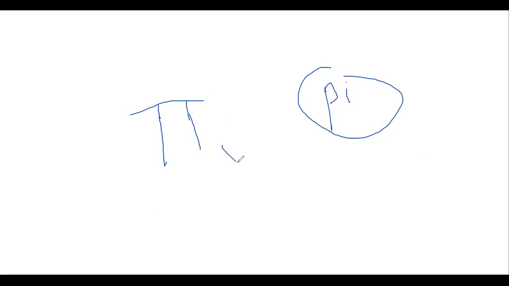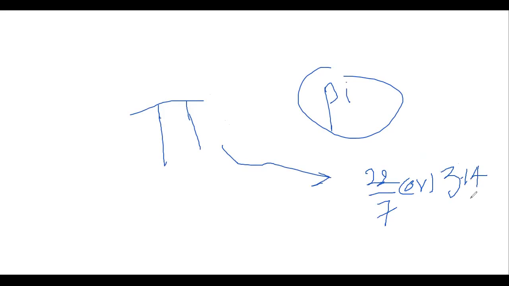And what is the value of pi in numbers? Pi value is how much? 22/7 or 3.14. Pi value is 3.14. These are all constants.